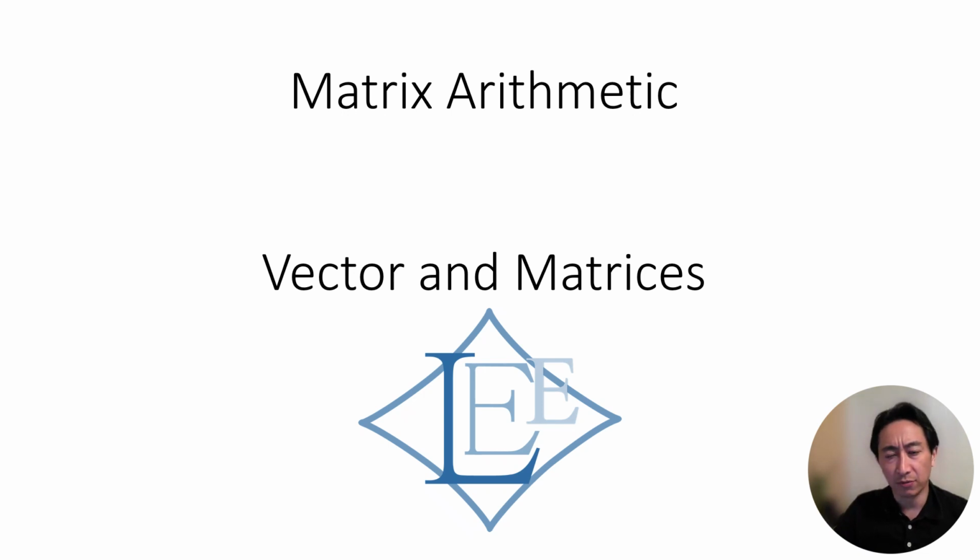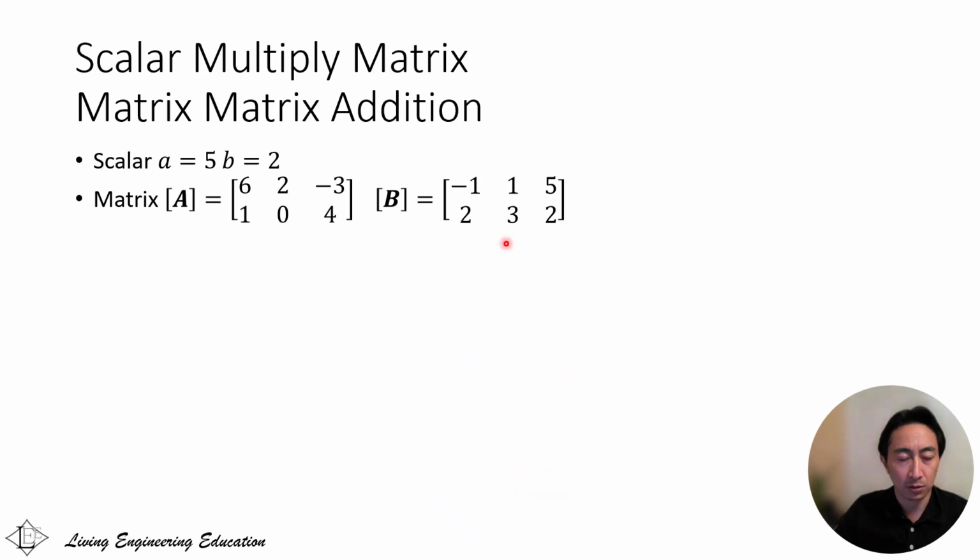So we've looked at vector arithmetic and dot product and cross products. So now we can take it a step further and take a look at matrix arithmetic. So first, let's take a look at scalar multiplying a matrix. A scalar, remember, is just a number like 5 or 2, like we have here.